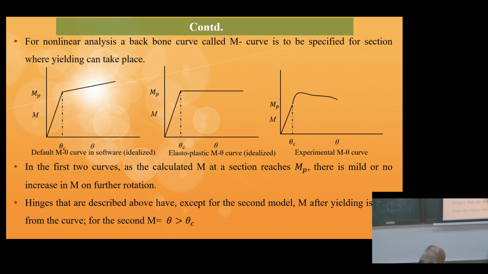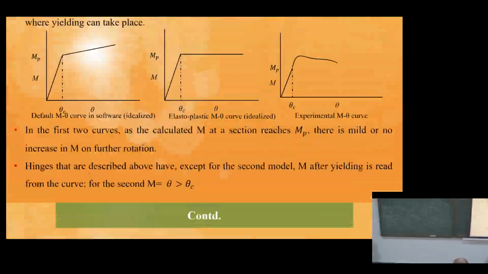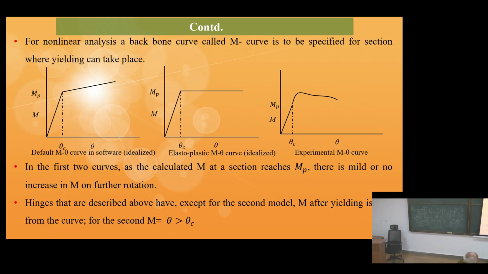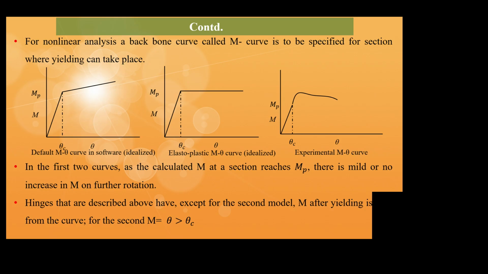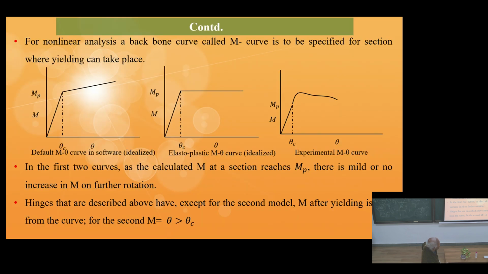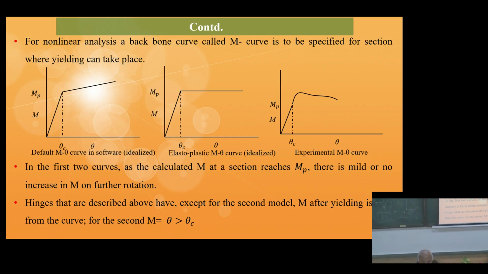And that experimental M theta curve is shown here. This is the M theta curve. Various forms could be there, and you can see that up to a certain portion it is linear, and then after that it goes up, then it goes down. Many kinds of shapes could be there depending upon the joint or the cross section that you are testing.